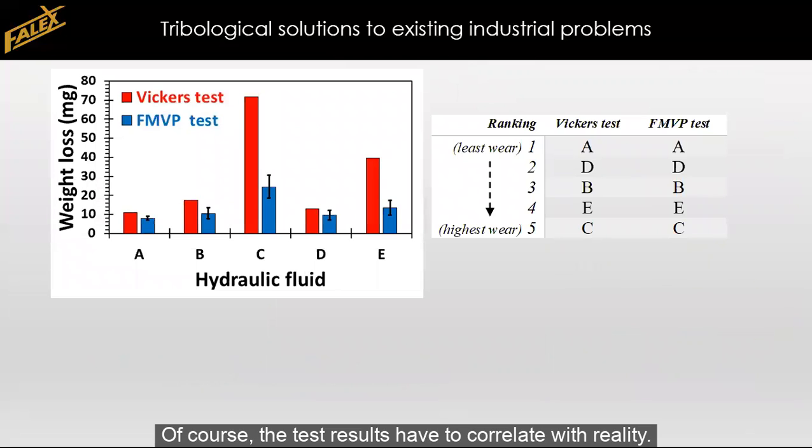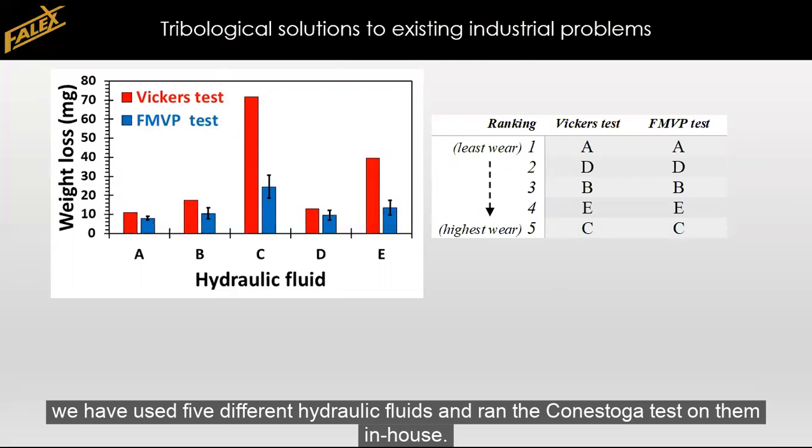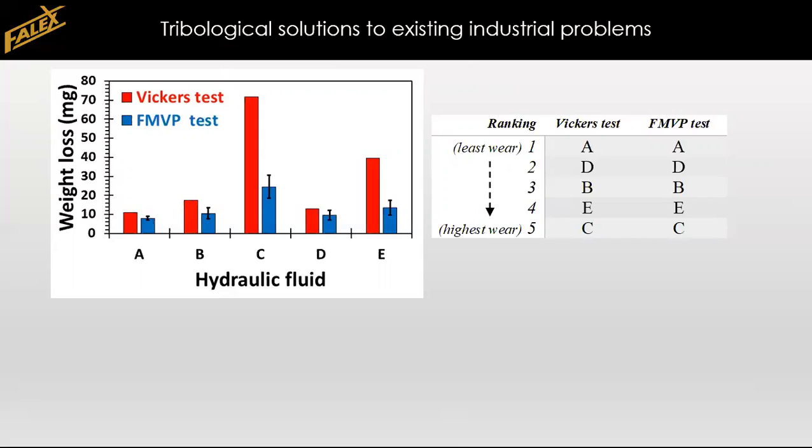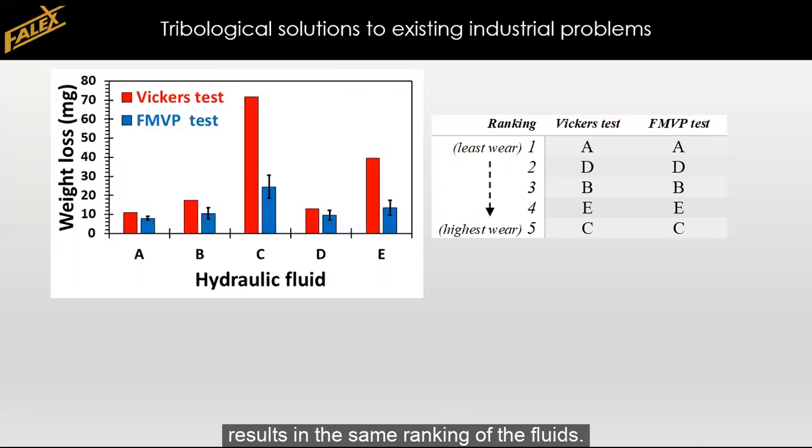Of course, the test results have to correlate with reality. And this is something we have checked in an extensive comparative program. We have used 5 different hydraulic fluids and ran the Conestoga tests on them in-house. We also ran the multi-specimen simulation test on it. And we can find that the Vickers test and the multi-specimen test result in the same ranking of the fluids.